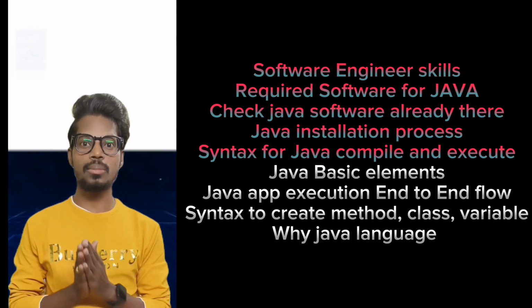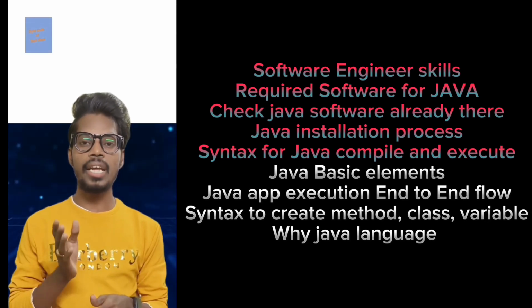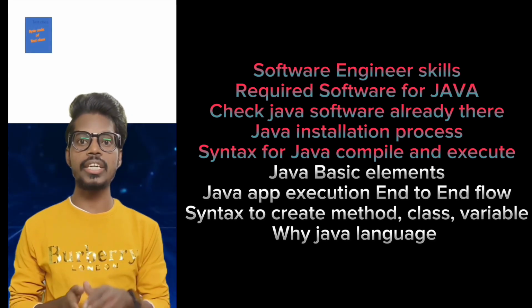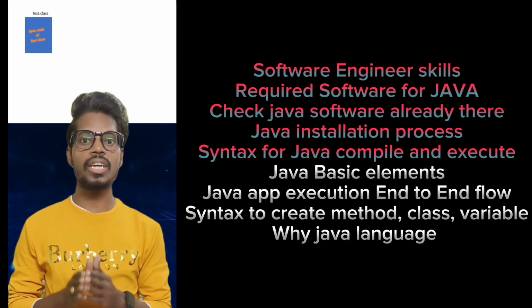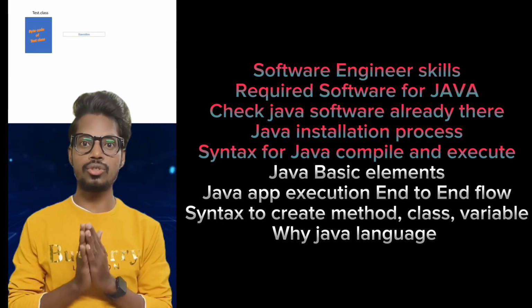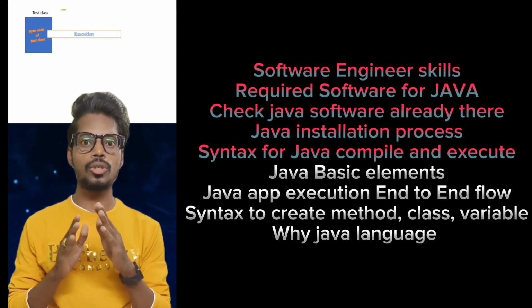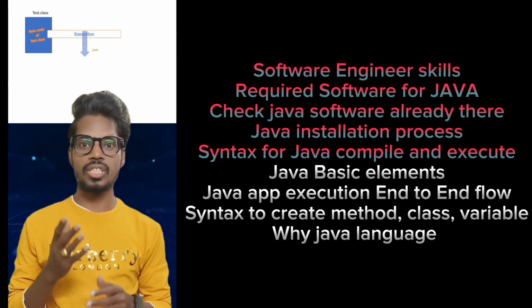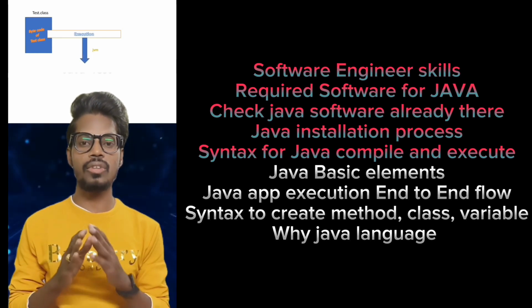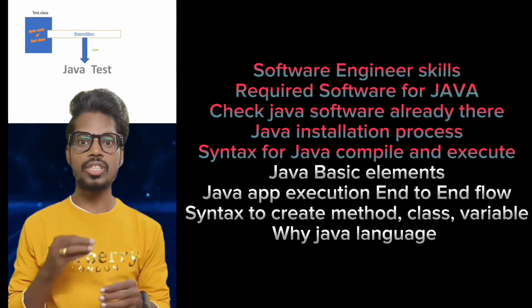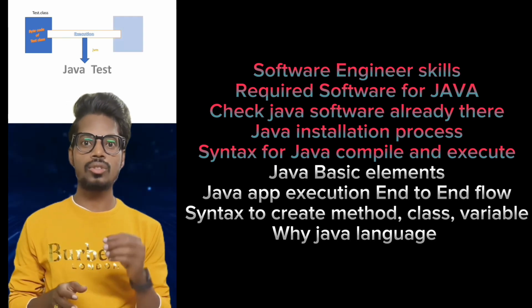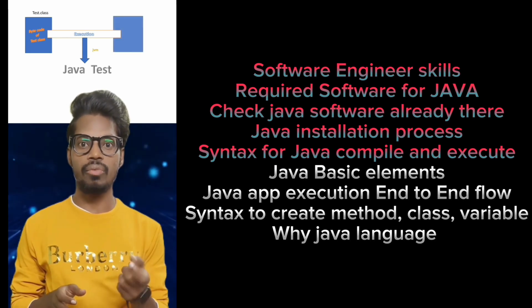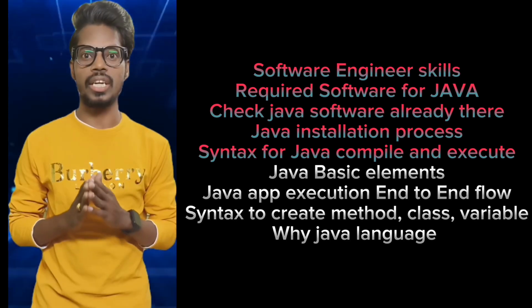Once this compilation process is successfully completed, the compiler software is responsible to generate the .class file. Once the .class file is generated, we have to go for the execution process. Who is responsible to do this execution process? The JVM software. What is the execution process syntax? java, and after that we give the .class file name.